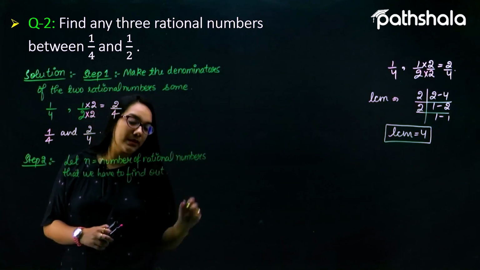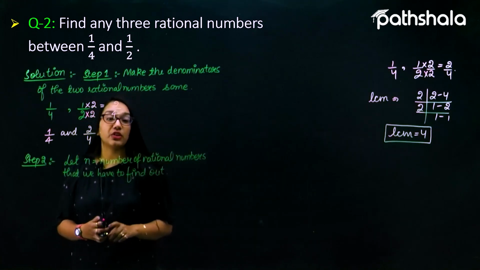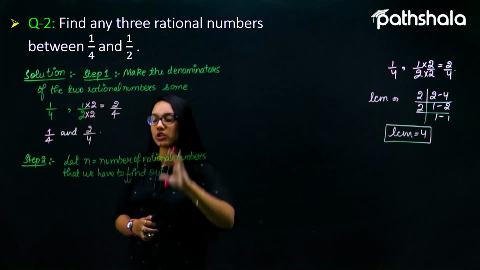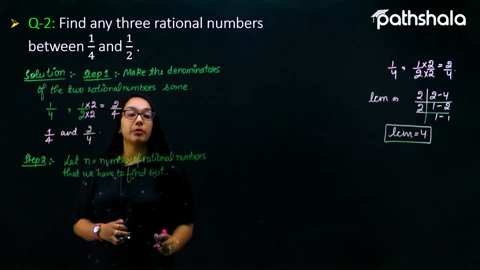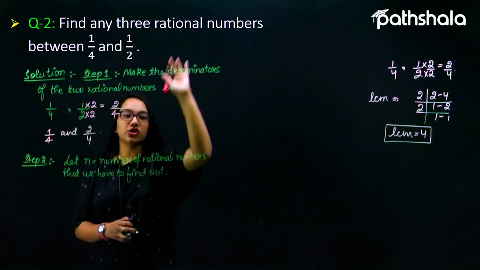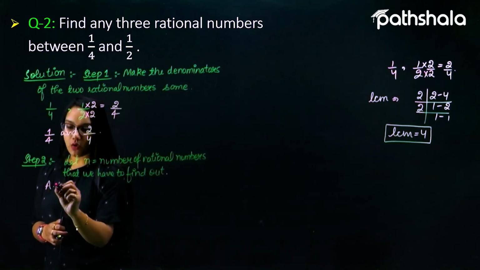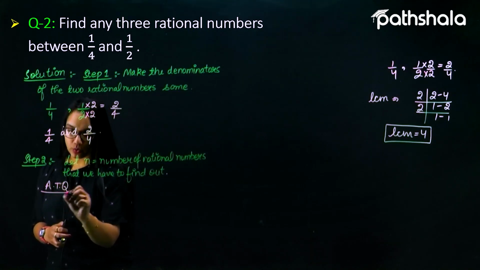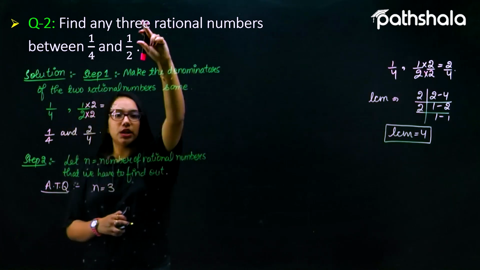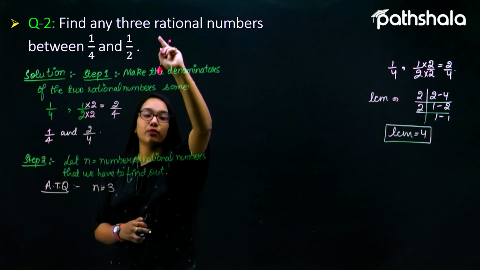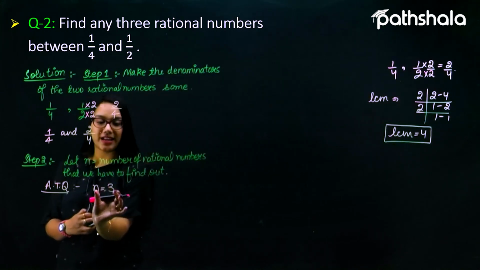This is a concept of finding out the rational numbers between two rational numbers of this form. So let n be the number of rational numbers that we have to find out. As per the question, we have to find out three rational numbers. It means that n is 3.